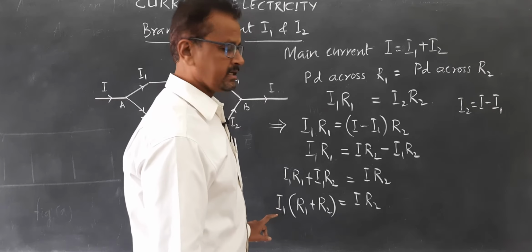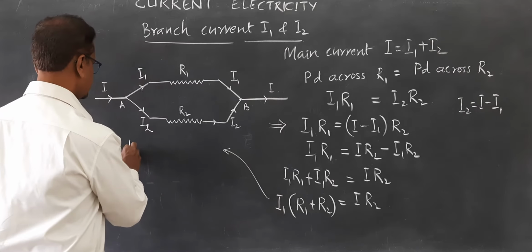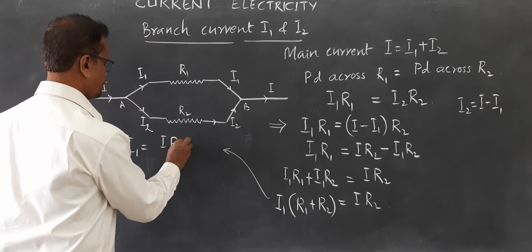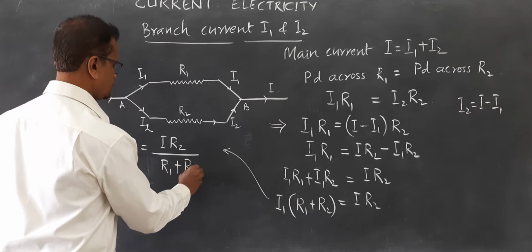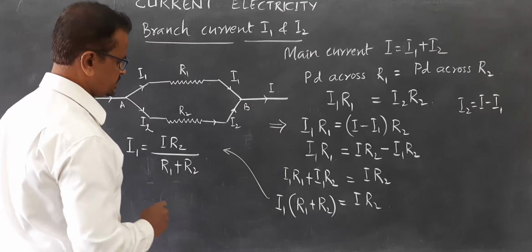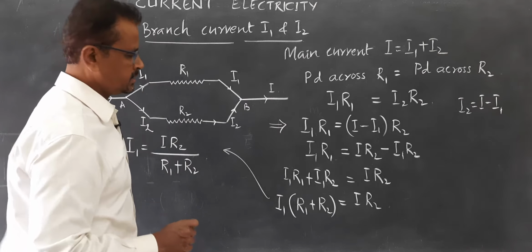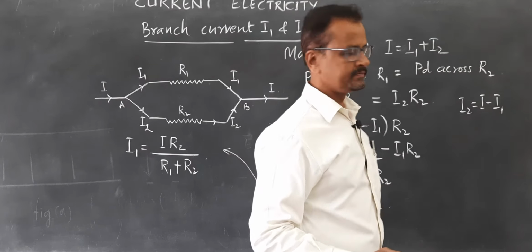Therefore, the branch current I want to find out, from this, what is the branch current? I1 is equal to I R2 by R1 plus R2. This becomes the branch current, I R2 divided by R1 plus R2. On the same lines, I can find out the value of I2 also.